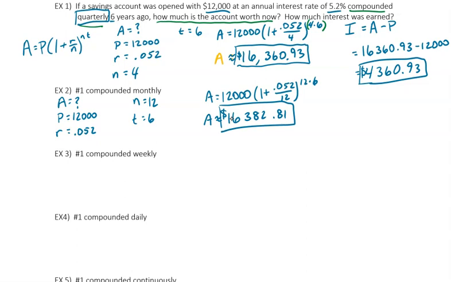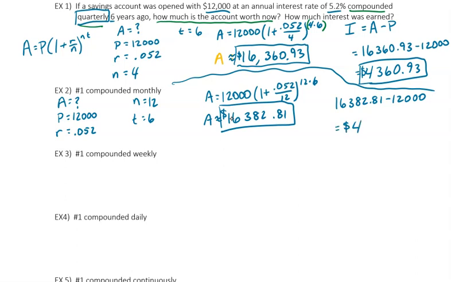Again, to find out how much interest was earned, we are just going to take our ending amount, so $16,382.81, and subtract this $12,000 that we started with. If we subtract those, then we're going to be getting $4,382.81 in interest.